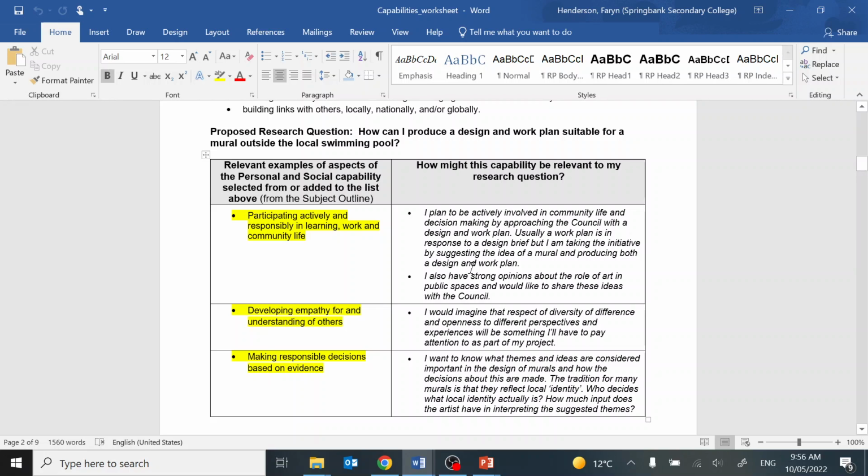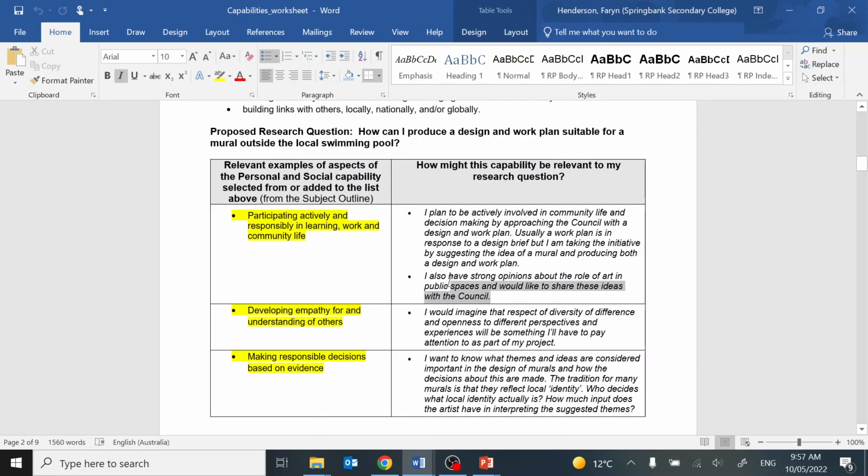They're talking about, if you're looking at actively and responsibly in learning and working in community life, here they're talking about being responsible and approaching the council to put together a mural. They've also done a work plan and a design. So they're communicating with a large range of people, and they're going to hopefully get approval for this mural that they're going to make.